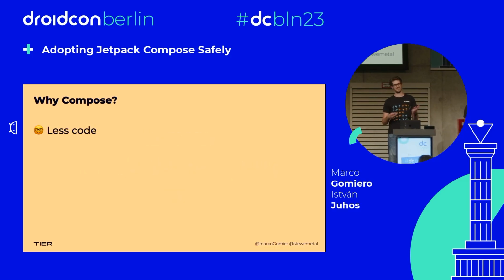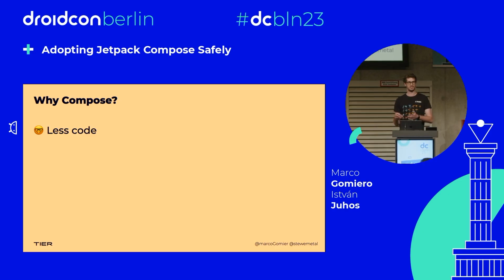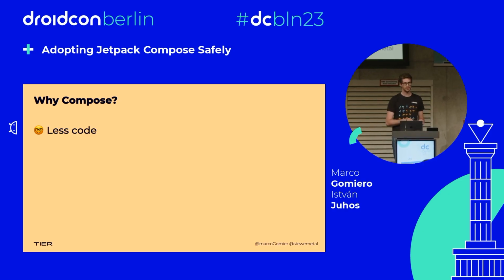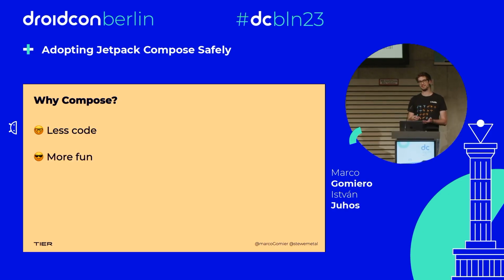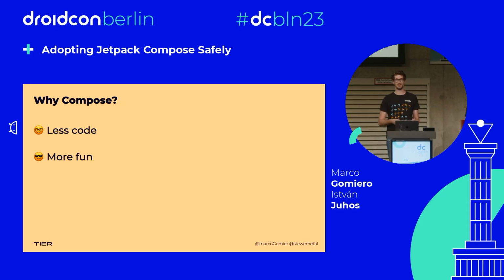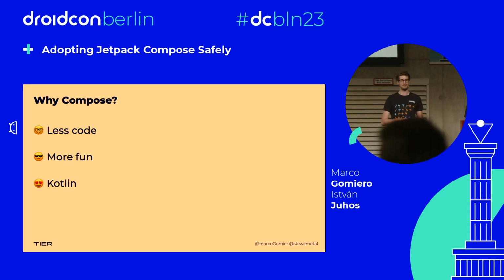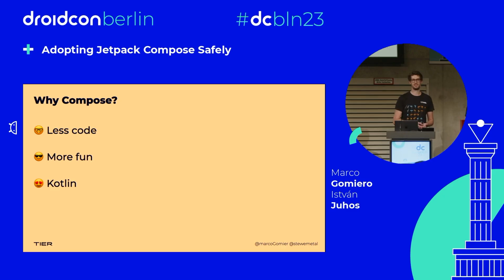Because with Compose, there's less code to write. Things are more concise. And with a smaller amount of code, we can achieve the same thing or even more. And because of that, it's more fun to write things, even complex animations, complex stuff. It's more fun to write because everything is in Kotlin, and you can just write Kotlin code, no more XML styles and all those ugly things that we had to write back then.